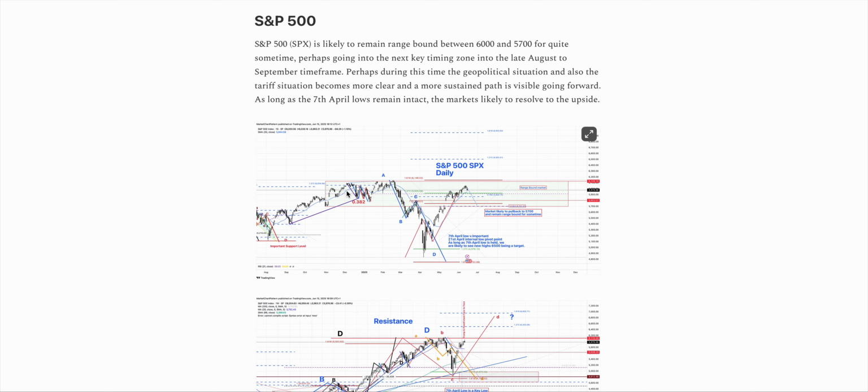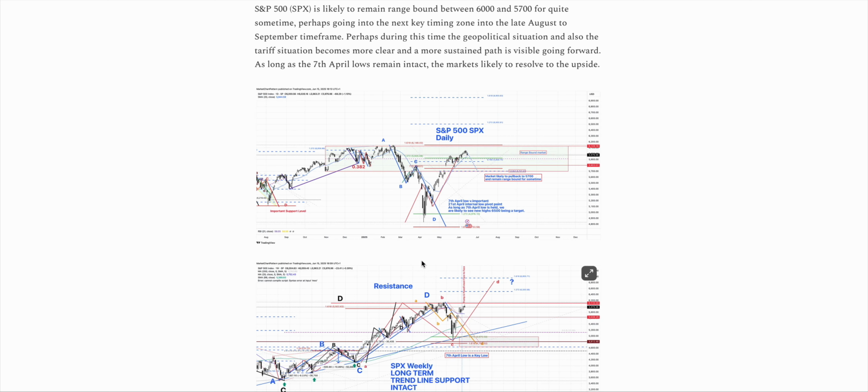When the elections took place, it looked like a breakout rally could take place, but we saw the market begin to pull back. So we could see the market go sideways and perhaps then begin to move, and the move is likely to be to the upside as long as the 7th of April lows are held. So this is what our view is. This is how we are following it right now.